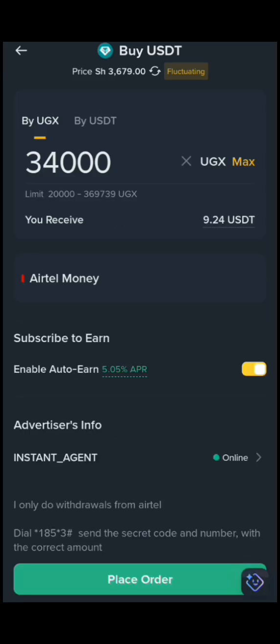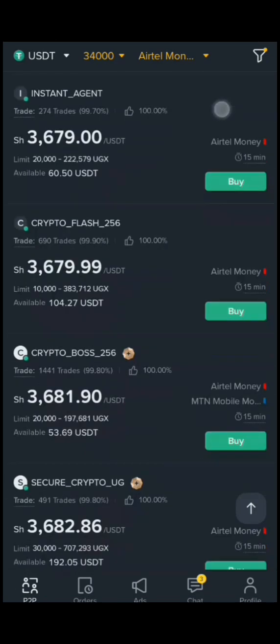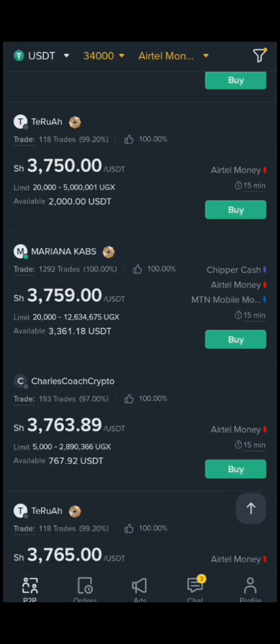After going to the advertiser's info also, you can see he said I only do withdrawals from Airtel. You understand? So let's go back and look for those who will allow us to send money to them, not withdrawing from our account. Now let's try this one right here. Press on buy.